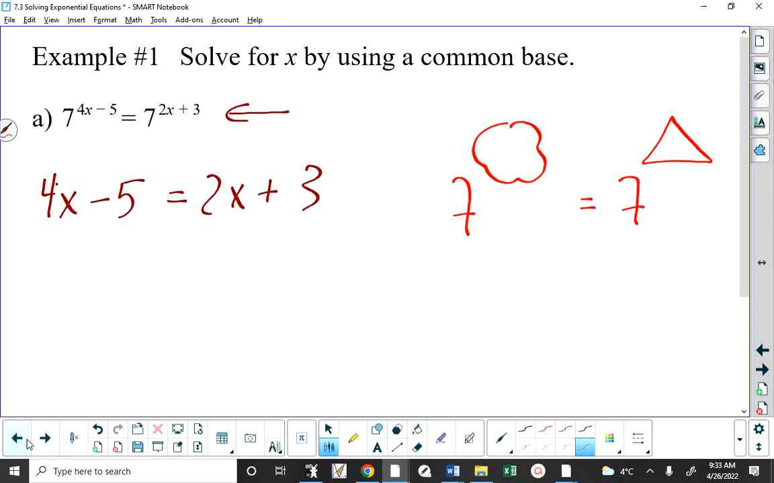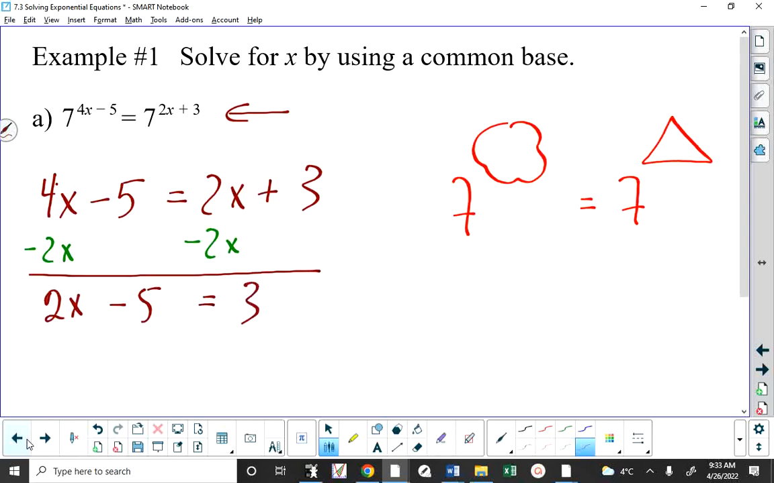What we would do here is we would subtract 2x from both sides. I'm just writing it this time. You know I don't normally write this because I'm going to get 2x minus 5 equals 3. And you might wonder why I have 2x there. It's because 4x minus 2x is 2x.